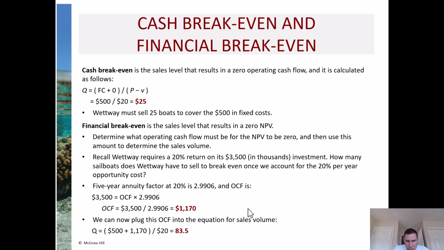Operating cash flow is 3,500. So we're just going to take 3,500 equals OCF times the PVA, present value of annuity factor. Just rearrange it, and we get 1,170. So now if we plug that into the OCF for the equation for sales volume, we get 83.5. So we're basically saying that the quantity they must sell is 83.5 in order to break even from a financial standpoint.